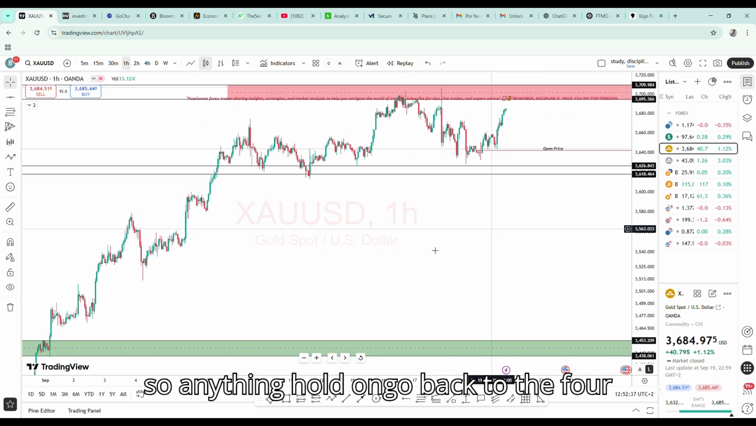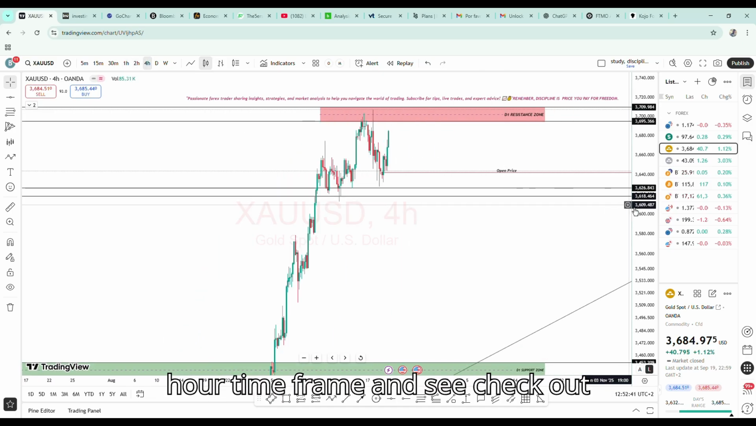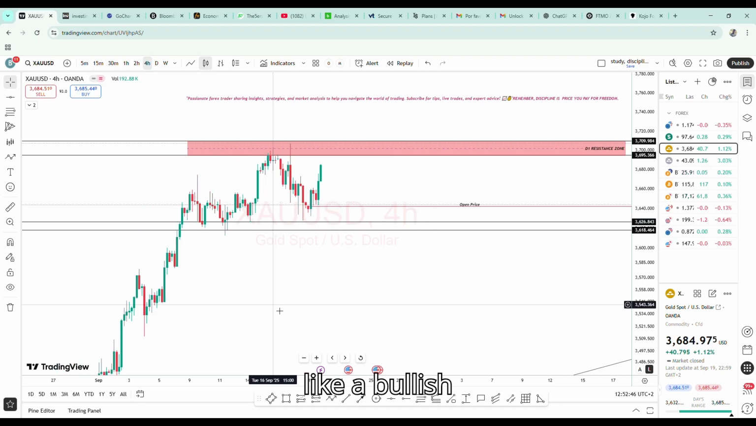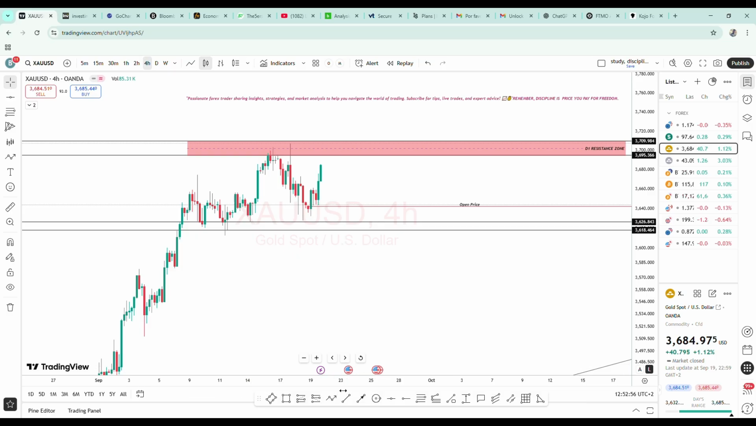Hold on, let me go back to the 4-hour time frame and check out something. I think I'm seeing something like a bullish rectangle here. What can this be? This is a bullish pennant, I think, right?